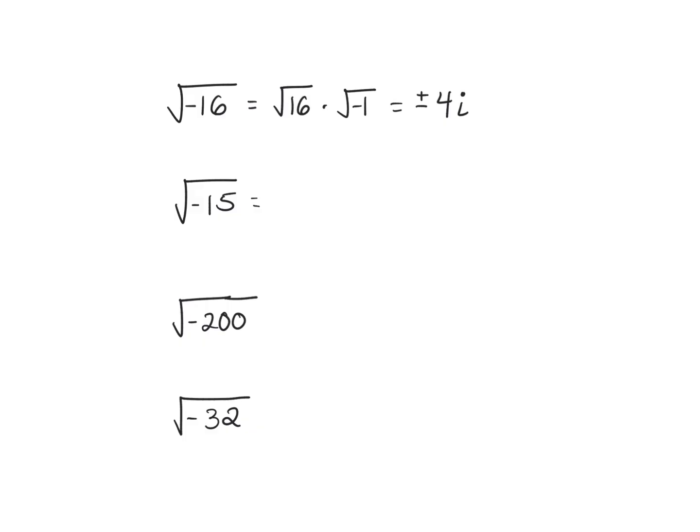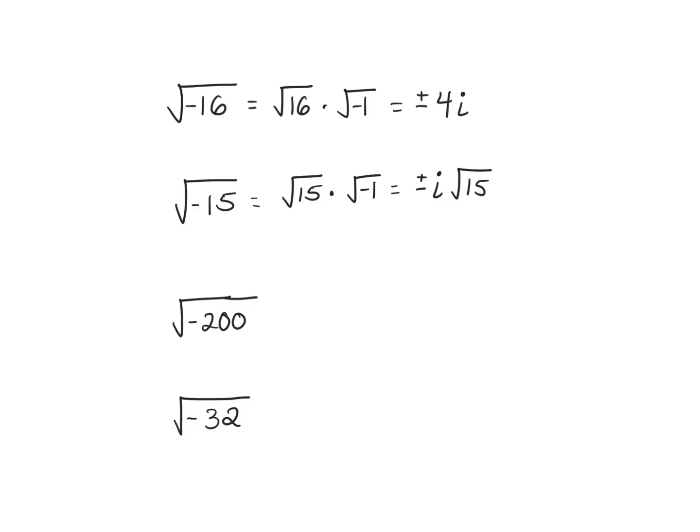If I have a non-perfect square, the same thing happens. I'm going to break this into the square root of 15 times the square root of negative 1. My square root of negative 1 is going to be represented with i, so I have plus or minus i, and then the square root of 15 does not simplify. So that i portion is going to come first, and then the square root of 15.